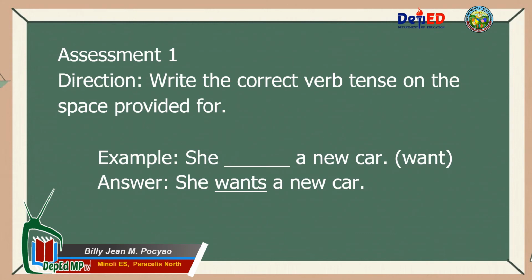Assessment 1. Direction. Write the correct verb tense on the space provided for. Example, she blank a new car. And the action word there is want. The correct answer would be she wants a new car.